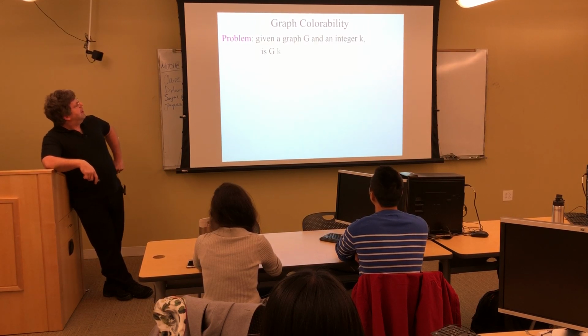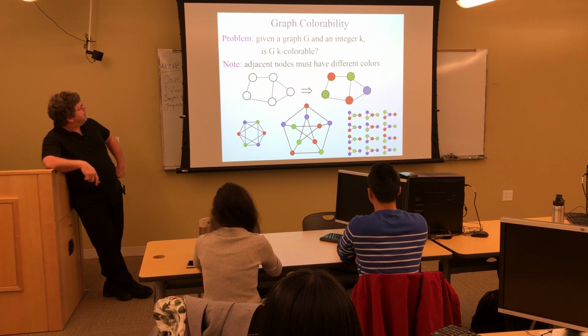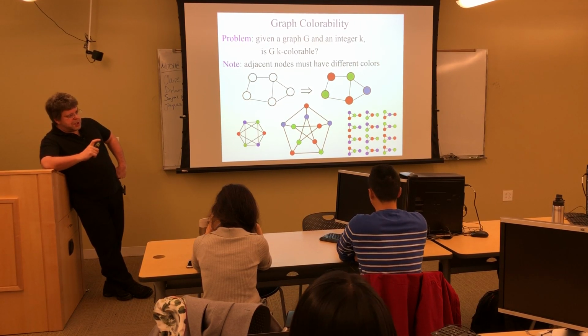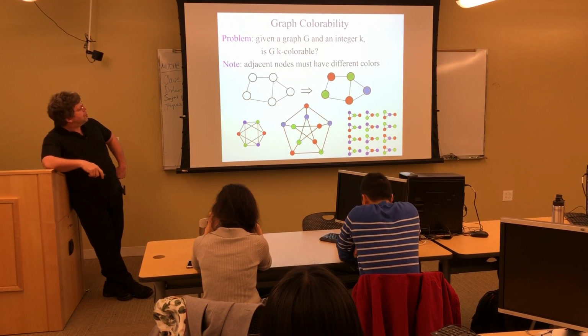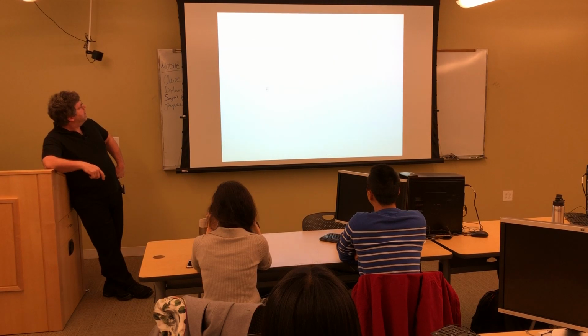So now we're going to take a deeper dive into graph colorability. Given a graph and an integer k, the question is, is the graph k-colorable? Could you paint the nodes using at most k different colors such that different nodes that are adjacent don't share the same color? So obviously you can do it brute force, but that's not the best way to do it.